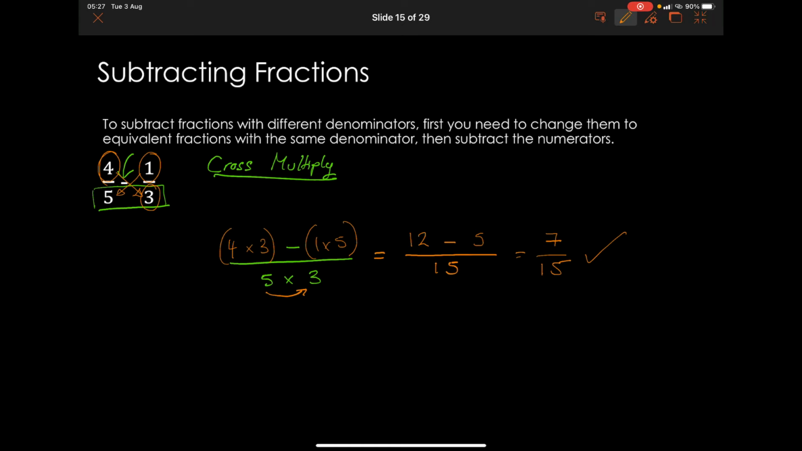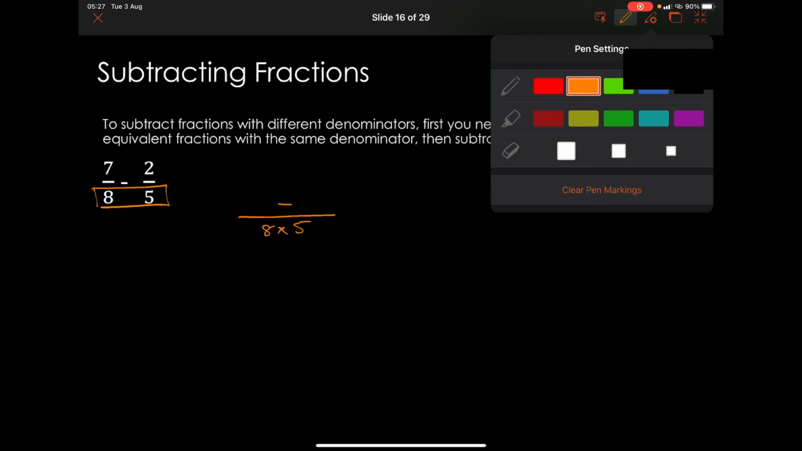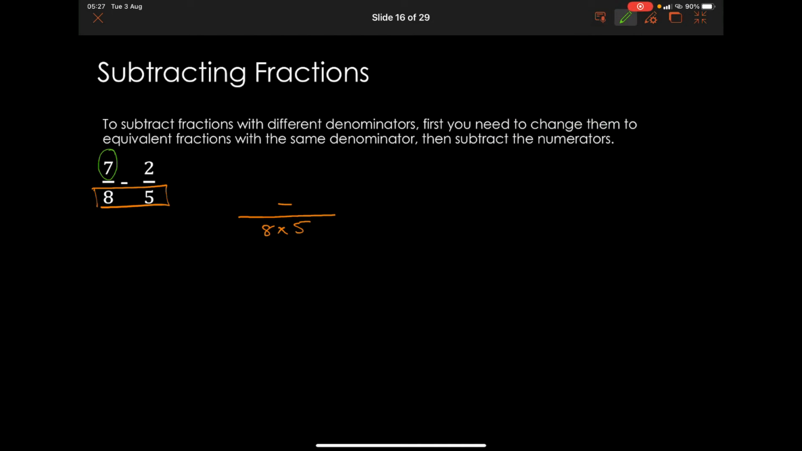Okay, let's do one more. So pause the video, have a go, and press play for the answer. Okay, again, just using the cross multiply method now. Writing out my fraction again, 8 times 5 on the bottom, subtract on the top. 7 is on this side of my fraction, so 7 goes there. And I'm going to cross multiply it with 5. And then 2 is on this side, so it goes there. And I cross multiply that with 8.